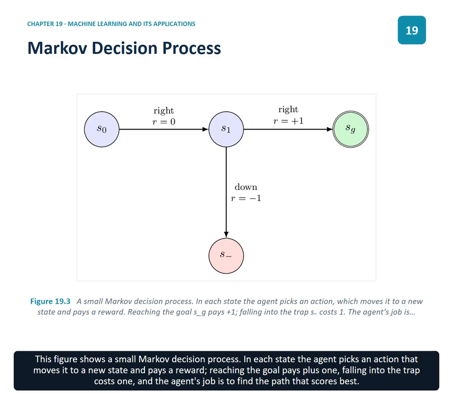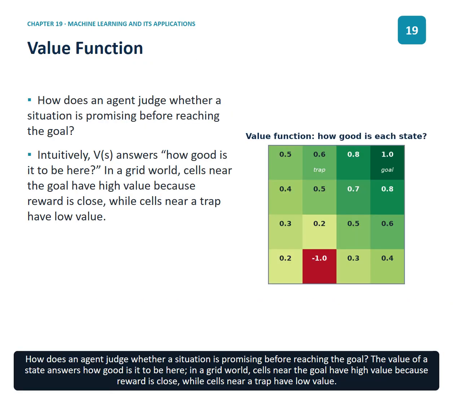In each state, the agent picks an action that moves it to a new state and pays a reward. Reaching the goal pays +1, falling into the trap costs -1, and the agent's job is to find the path that scores best. How does an agent judge whether a situation is promising before reaching the goal?